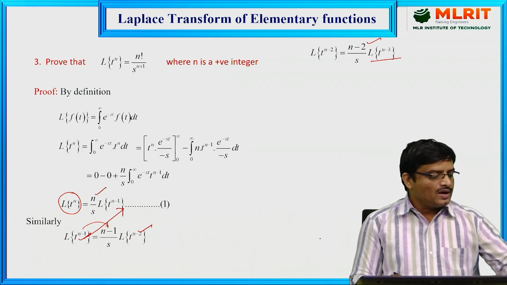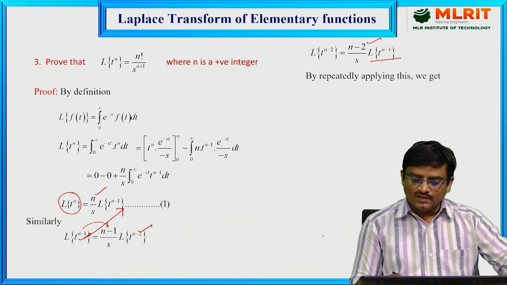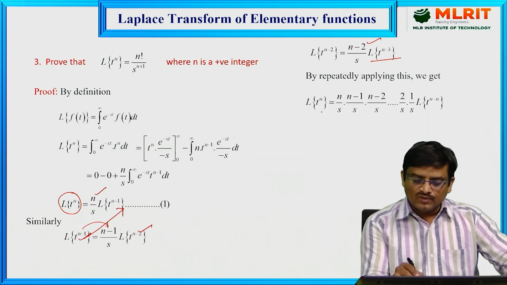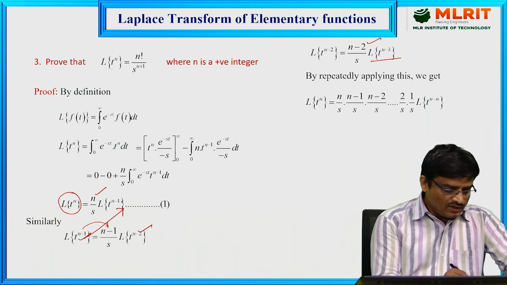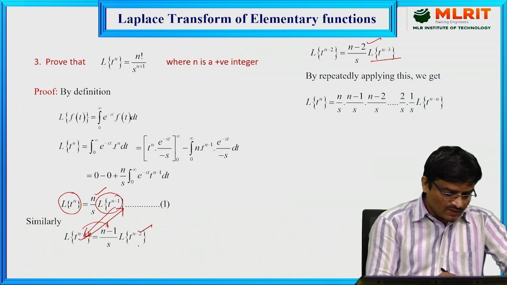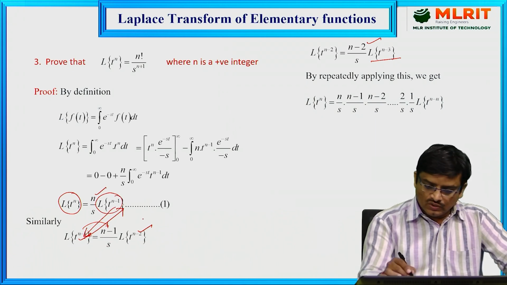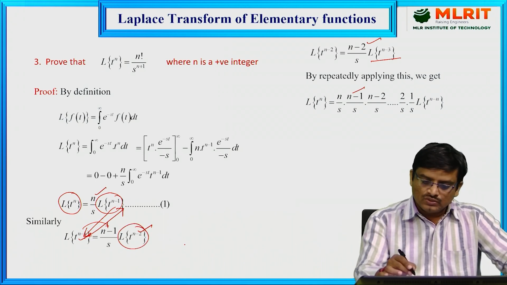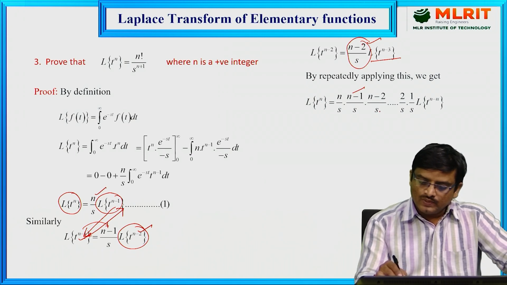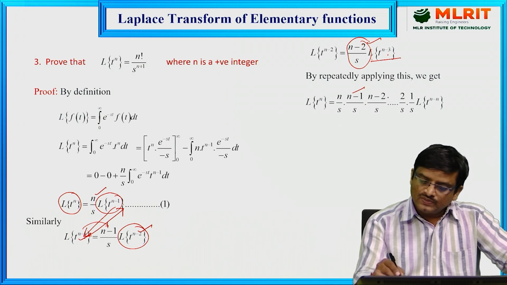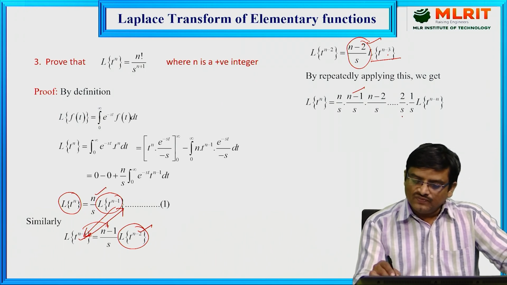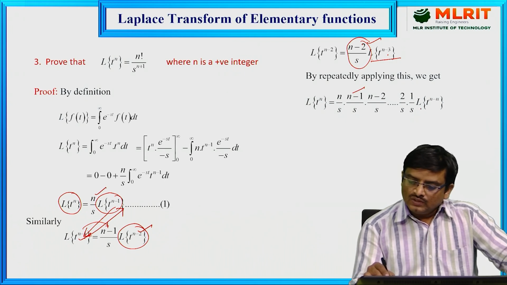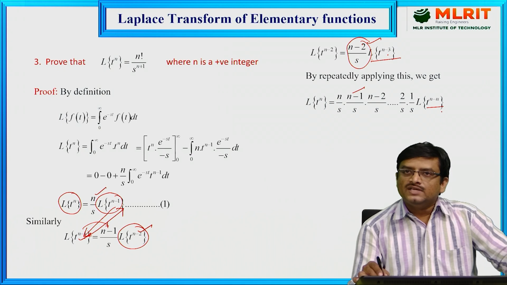If you go on applying the Laplace transform repeatedly, we can get the Laplace transform of t power n is equal to, here in place of this I have substituted this value, that is n minus 1 by s, and in place of the Laplace transform of t power n minus 2 I have substituted n minus 2 by s. Once again you will get the Laplace transform of t power n minus 3, so in place of this we can substitute n minus 3 by s. If you repeat this process n number of times, finally you will get the Laplace transform of t power n minus n.